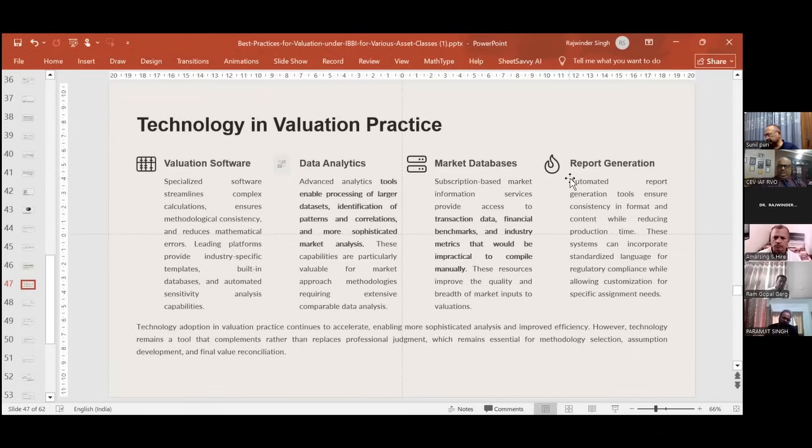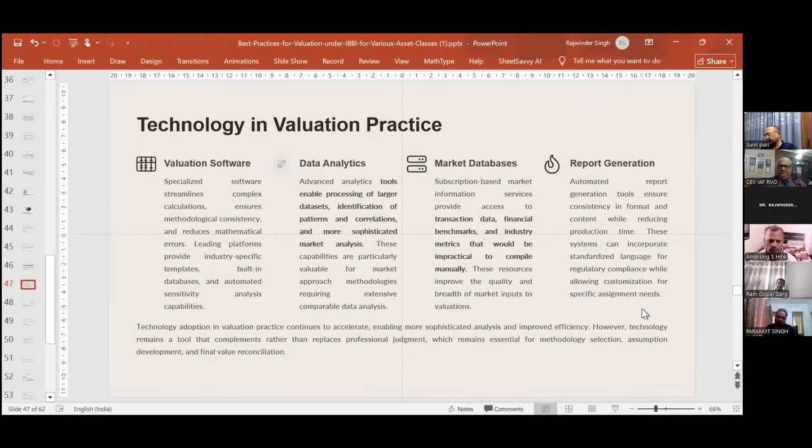And then for report generation, certain softwares are available which have automated report generation tools which ensure consistency in format and content while reducing production time. These systems can incorporate standard language for regulatory compliance while allowing customization for specific assignment needs.